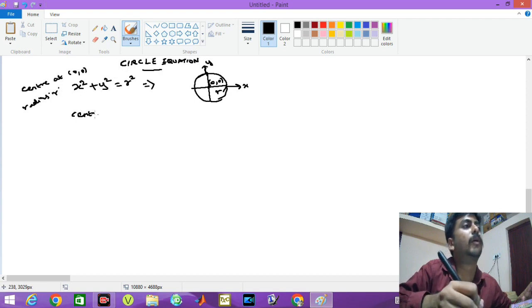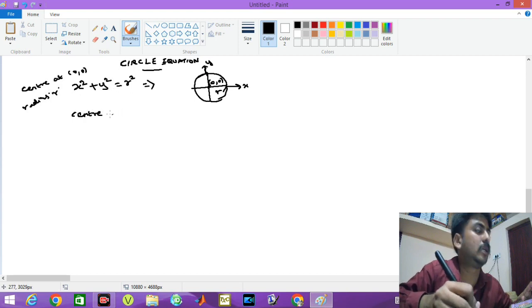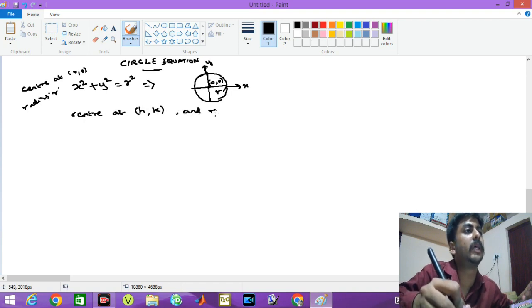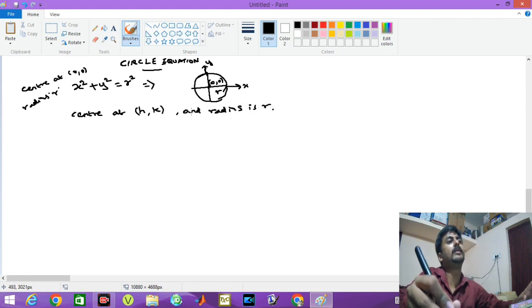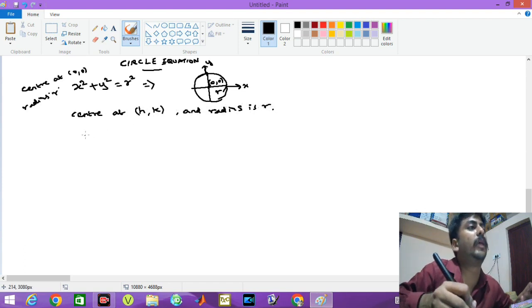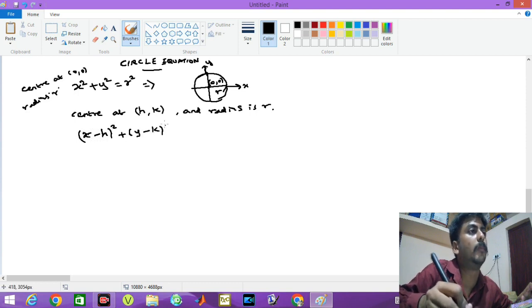Now suppose the center is at h, k and the radius is r, then we get the following equation: x minus h the whole square plus y minus k the whole square equal to r square.